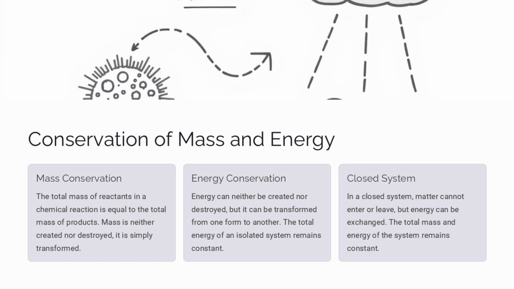A closed system is one where matter cannot enter or leave, but energy can be exchanged. The total mass and energy within a closed system stays the same. These principles have far-reaching implications across fields like chemistry, physics, and engineering. Understanding them is key to explaining and predicting many natural processes.